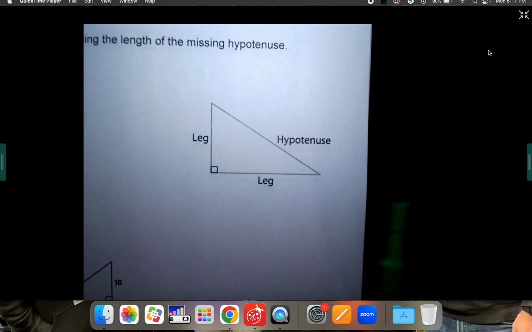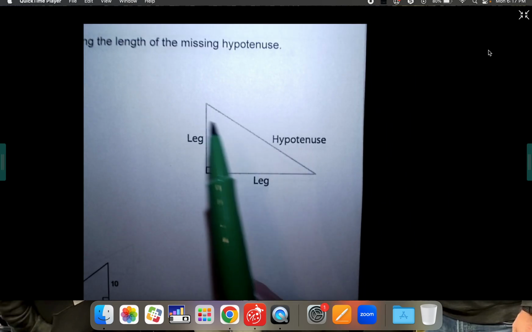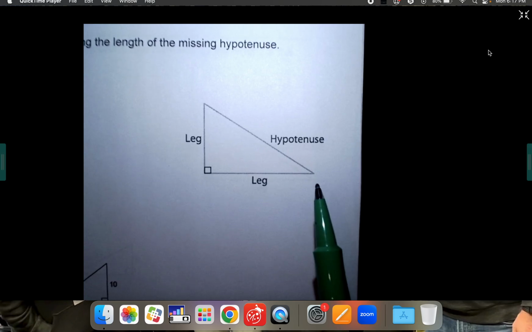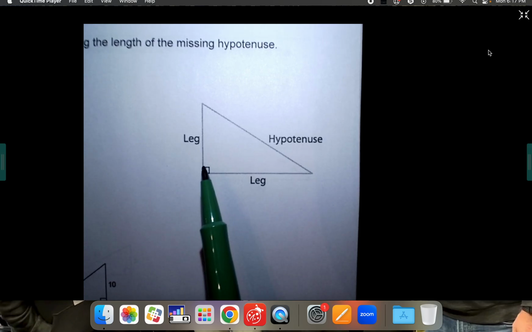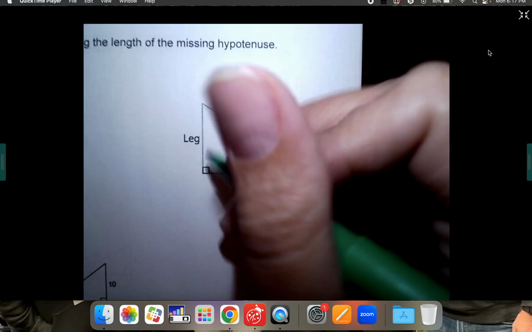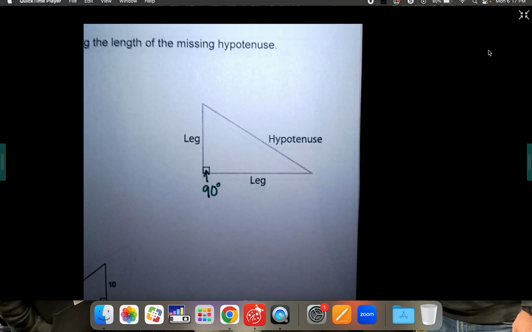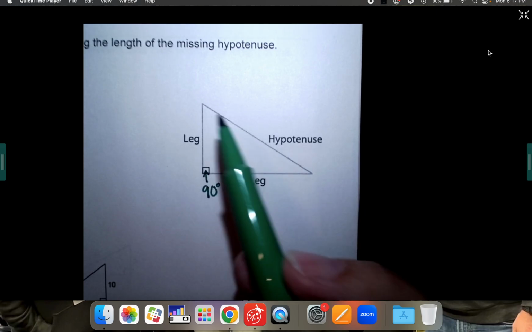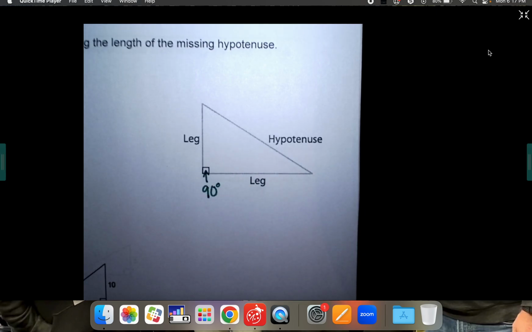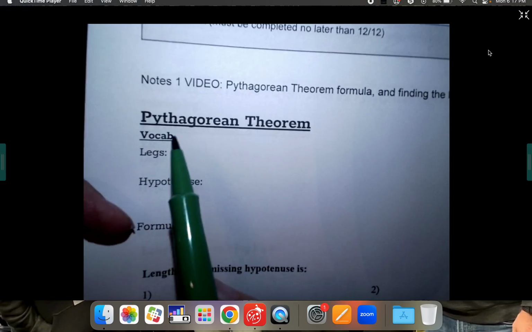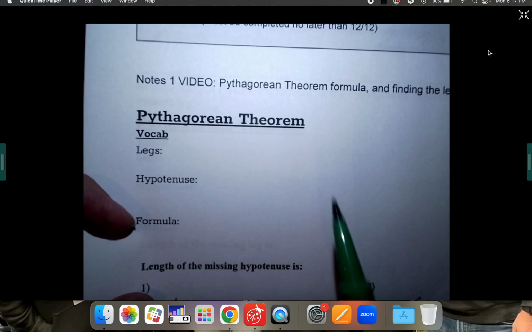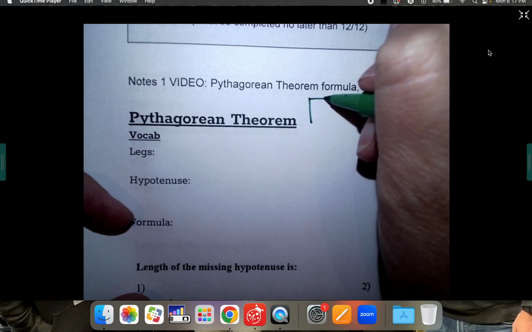So off to the side, you should see this picture, and I want you to notice that the very specific type of triangle this is, a right triangle. If it has a right angle, which is 90 degrees, that's what that little box represents. This is the only type of triangle that the Pythagorean theorem will work in. It has to be a right triangle.